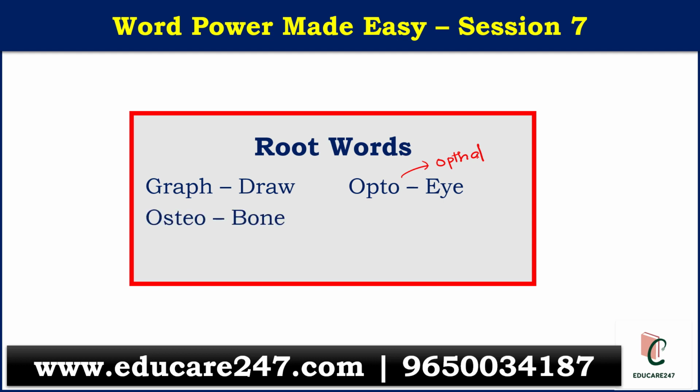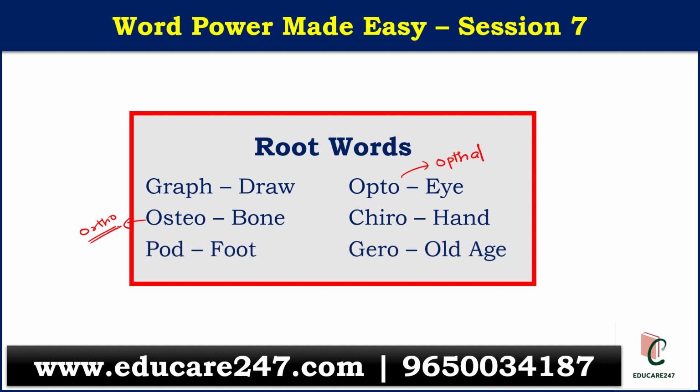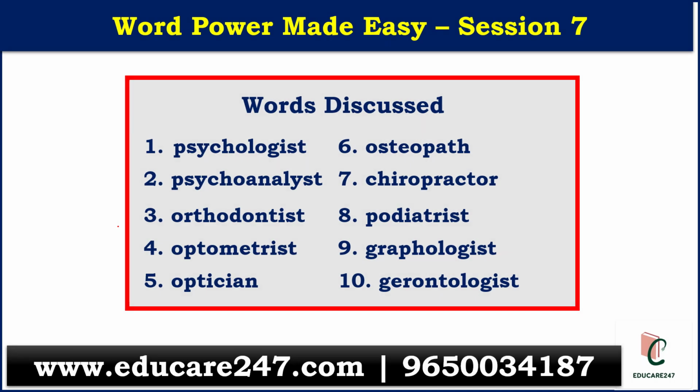Next we have osteo. Osteo means bone. Again, this word, if you remember, was discussed in session 6, where one word, ortho, was referred to, which meant straight. So it was also connecting to bones and muscles. Next we have chiro, which means hand, pod, which means foot, and the final word gero, which means old age. So these will be the 10 words in today's session. Let's learn their meanings in detail.